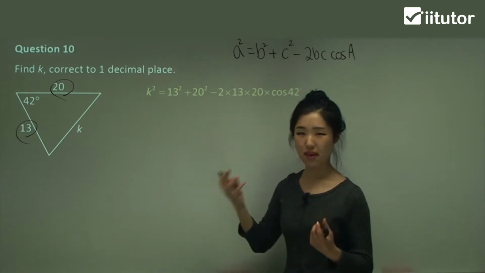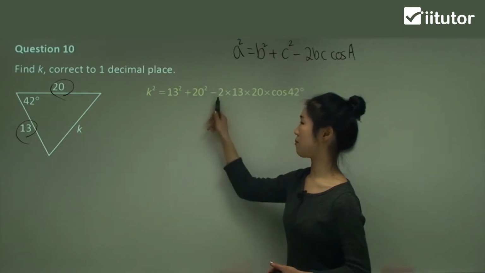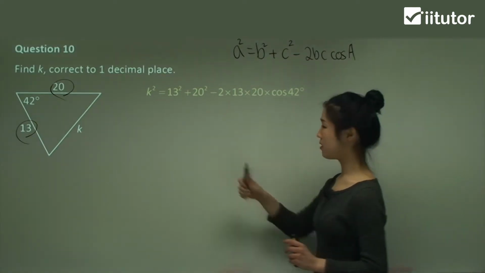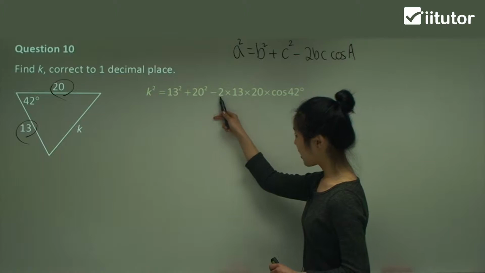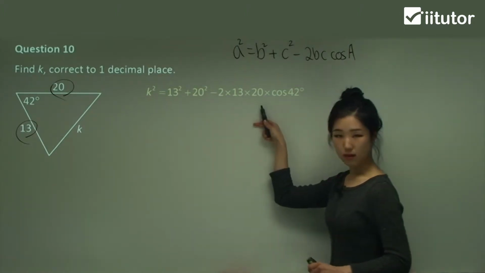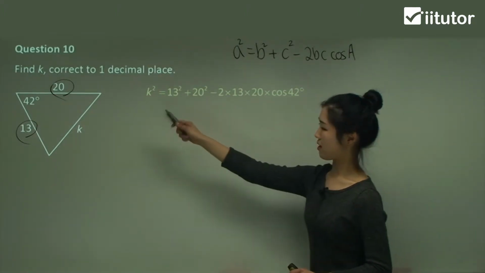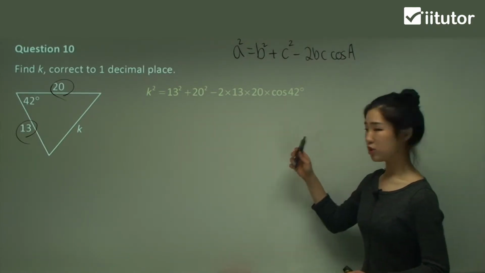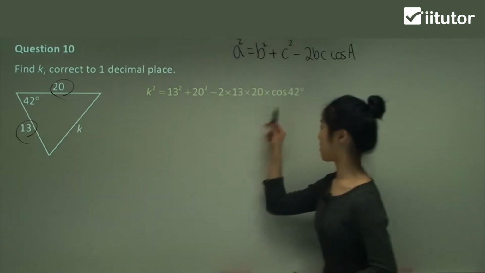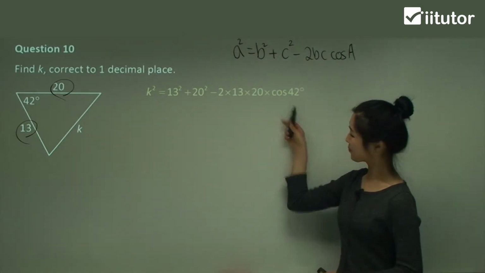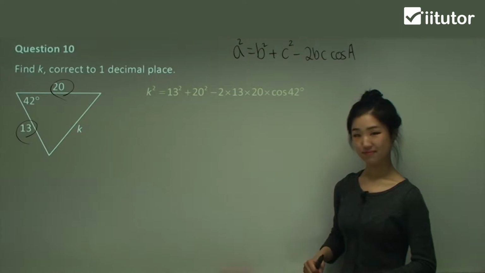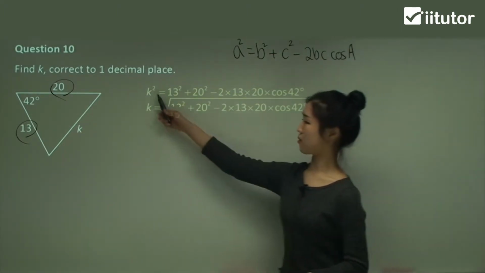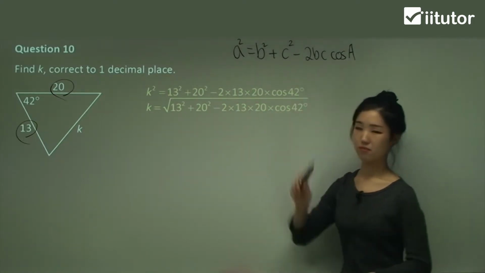And make sure you remember the exact sign. Some people put minus there and plus there by accident because they memorized it incorrectly. Make sure you know the right signs. So 13 squared plus 20 squared minus 2 times 13 times 20. So you multiply the 2 sides together and times it by 2 times cos the angle which is opposite of k, which is 42 degrees. So cos 42 degrees. Get it, guys? So k will simply be the square root of everything, isn't it? Because this is k squared. So to find k, we square root the whole thing.